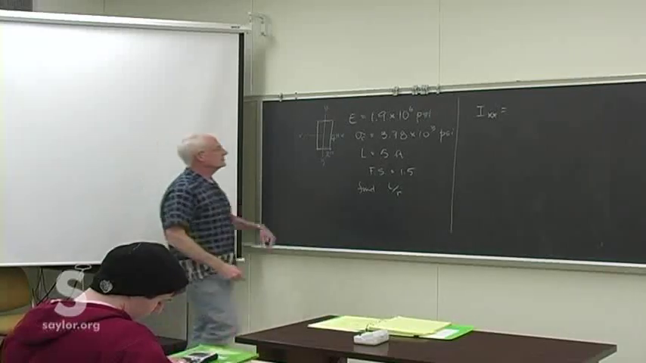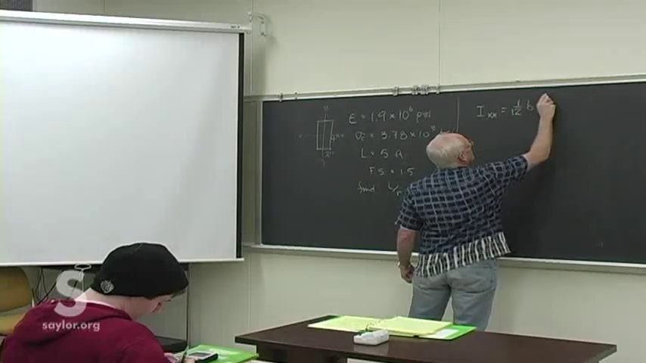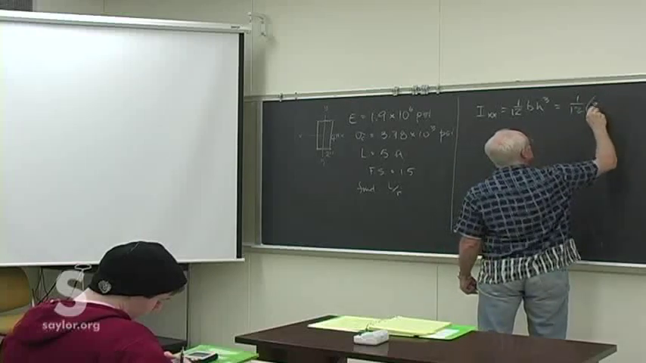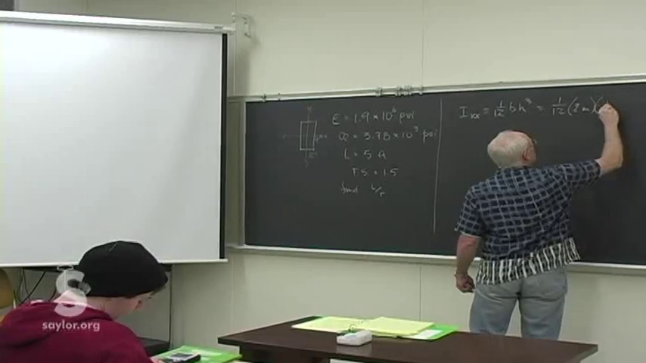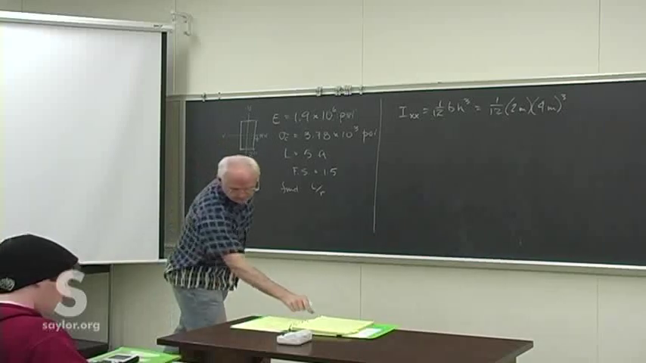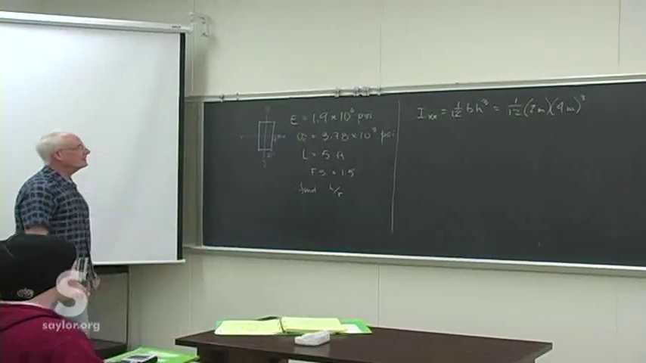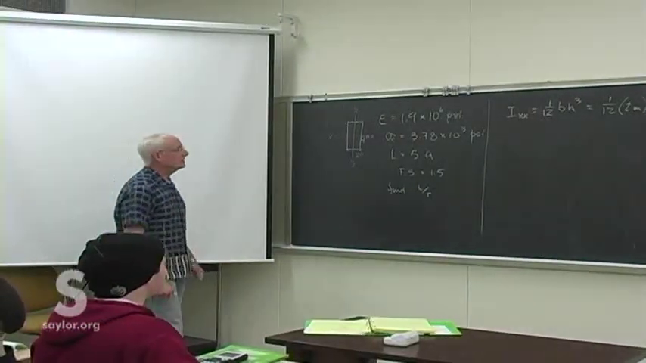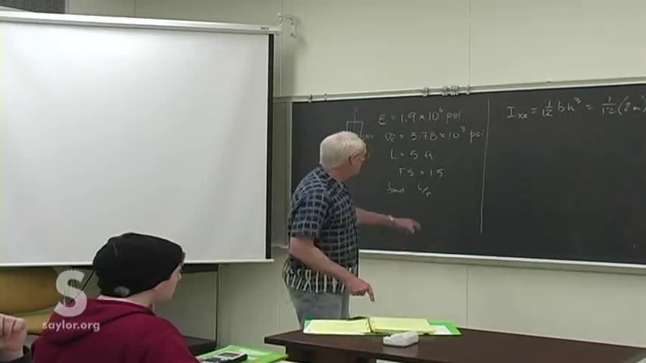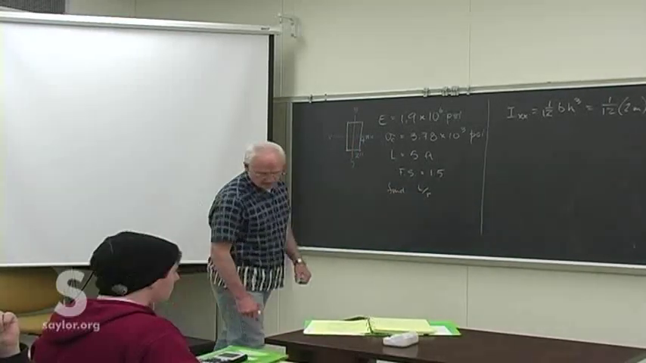Ixx, that's the one we've been using mostly, which is 1/12 b h cubed, where b is the 2 inches, h is the 4 inches. Now remember, we're not necessarily using that number. We have the radius of gyration as the piece down here. So we've got to determine what the radius of gyration is.